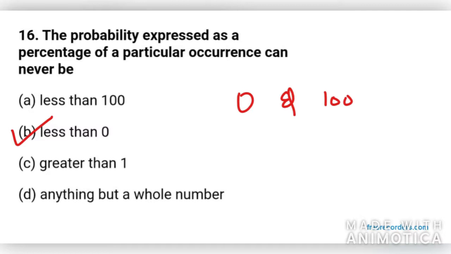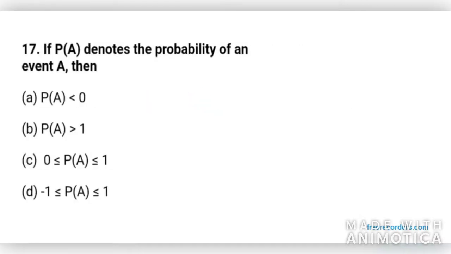Moving on to the next one. If P(A) denotes the probability of an event A, then out of these, which condition is satisfied? The right option is C, because the probability of an event always lies between 0 and 1. So remember this is a very important part of the probability chapter.